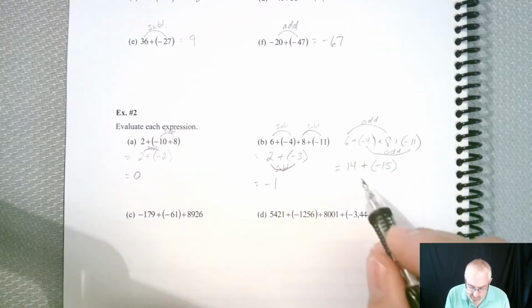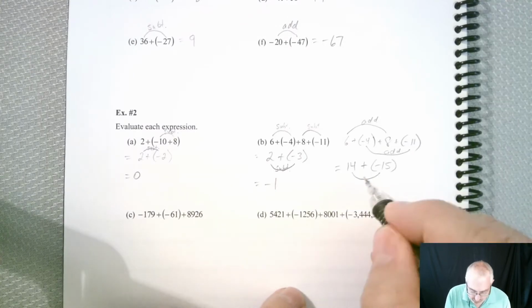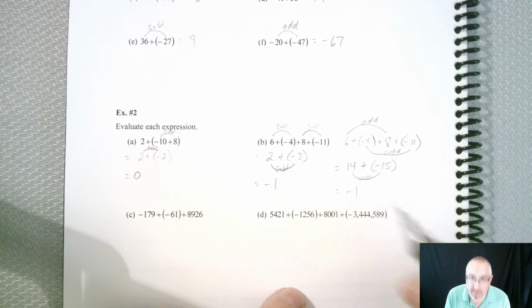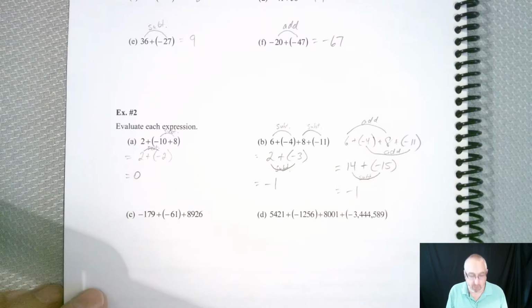But now what's the last step? If we combine these two, what are we doing? Adding or subtracting? You got it. We got to subtract. So in this case, you do get the same answer, negative 1. So it doesn't matter when it's all addition, you can mix and match stuff. But if you're not sure, left to right. And we're going to reinforce that as we go.